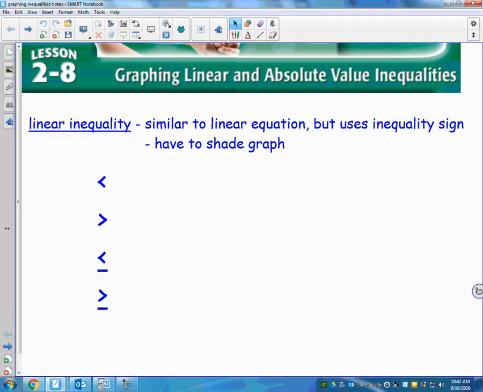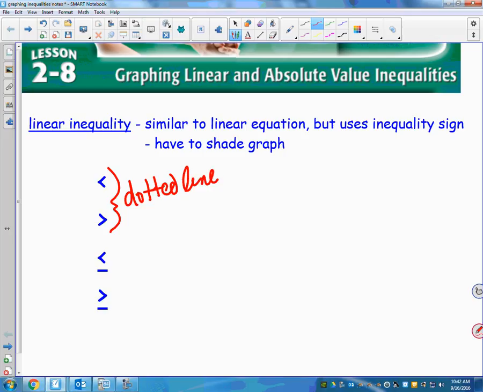Just a reminder, I hope you know this at this point, but these two do not include the points itself on the line. So when you graph it, this would be a dotted line, because we don't include the points on the line itself, because it's just everything less than or greater than. And if it's less than or equal to or greater than or equal to, when you make that graph, that's going to be a solid line.